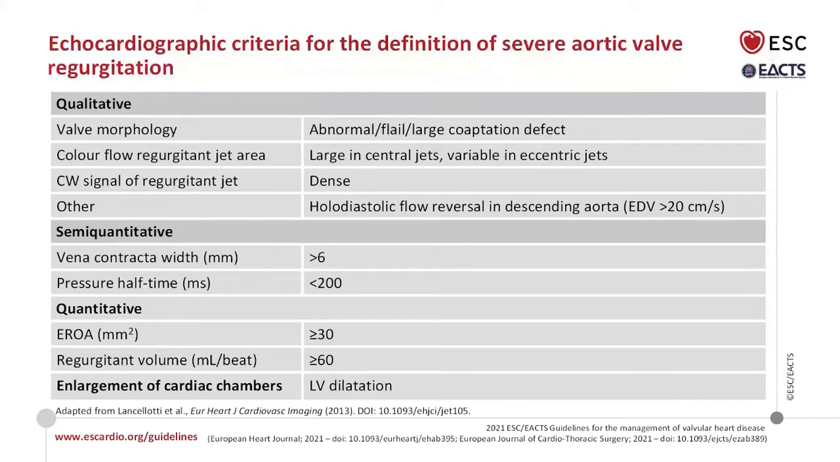In qualitative parameters, it includes valve morphology, color flow regurgitation jet area, continuous wave signal of the regurgitation jet, and others. So if the patient has a dense color flow signal, abnormal or flail valve, large central jet and holodiastolic flow reversal in the descending aorta, then we can say this is severe aortic regurgitation. Semi-quantitative measures include vena contracta width greater than 6 and pressure half-time less than 200 milliseconds. And quantitative measures include the effective regurgitant orifice and regurgitant volume. We need to assess the overall effect on the cardiac chambers, that is LV dilatation.